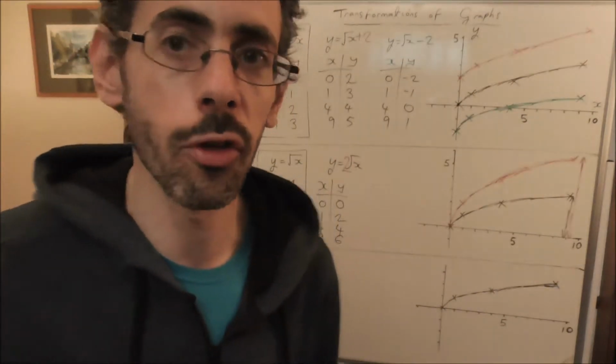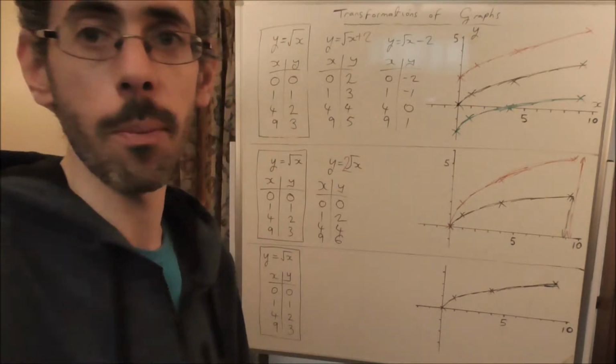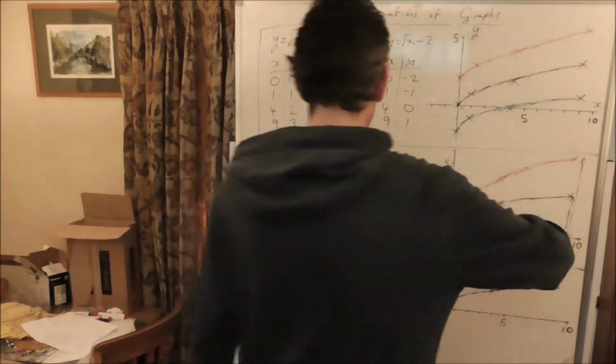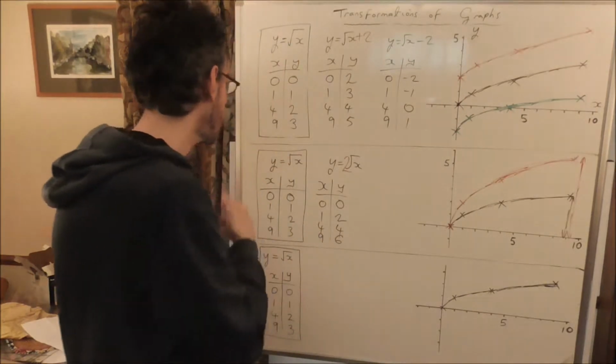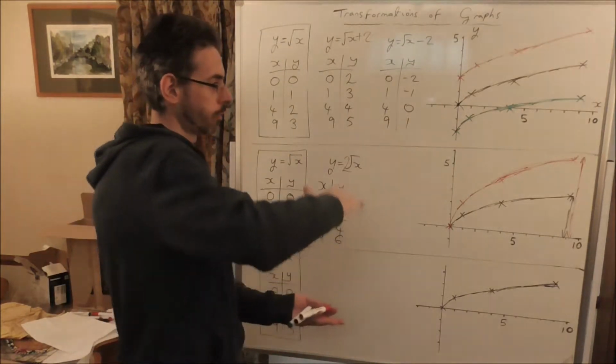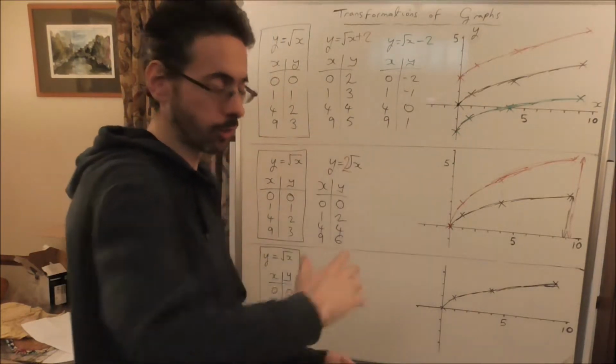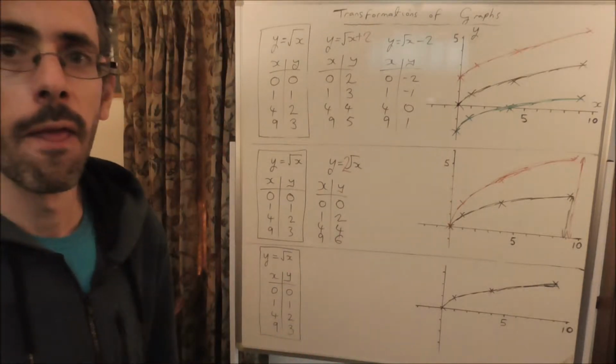Now, what would I have to do, instead of stretching the graph up by a factor of 2, to squash it down by a factor of 2? What would I have to do to this expression so all the points were squashed down 2 times closer to the x-axis, do you think?